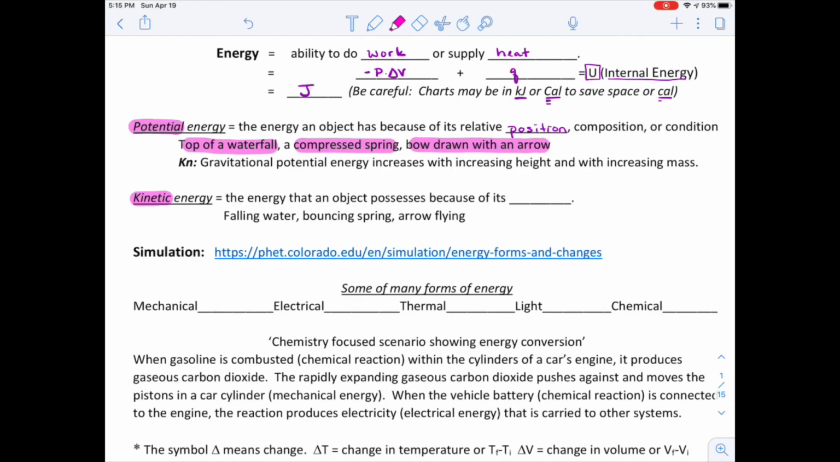There's a little Newton comment here too. Gravitational potential energy increases with increasing height and increasing mass. So what this means, if you're dropping a bouncy ball off of the coffee table, it has less energy than if you're dropping a bowling ball off of the top of a waterfall.